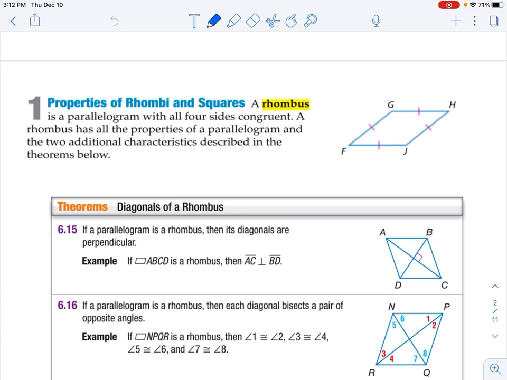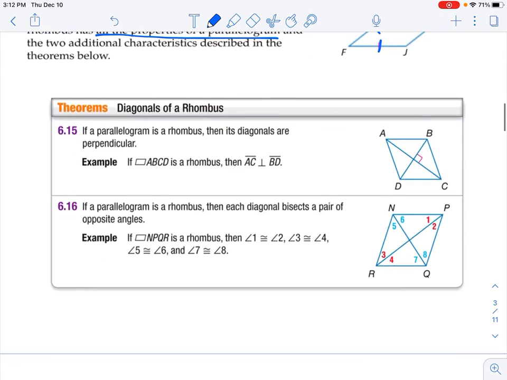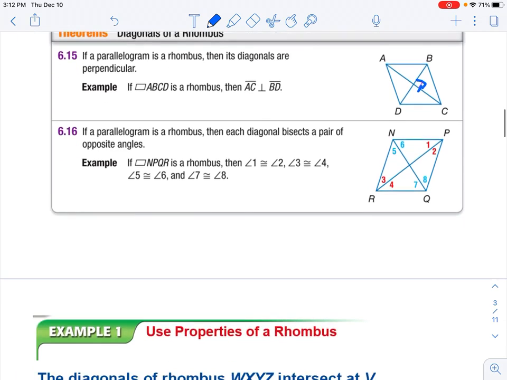So a rhombus is a parallelogram with all four sides congruent. You'll notice that here, all four sides are congruent. A rhombus has all the properties of a parallelogram, that's pretty important to note, and two additional characteristics described in the theorems below. So we know two things about the diagonals. We know if a parallelogram is a rhombus, then its diagonals are perpendicular. They must cross at 90 degrees.